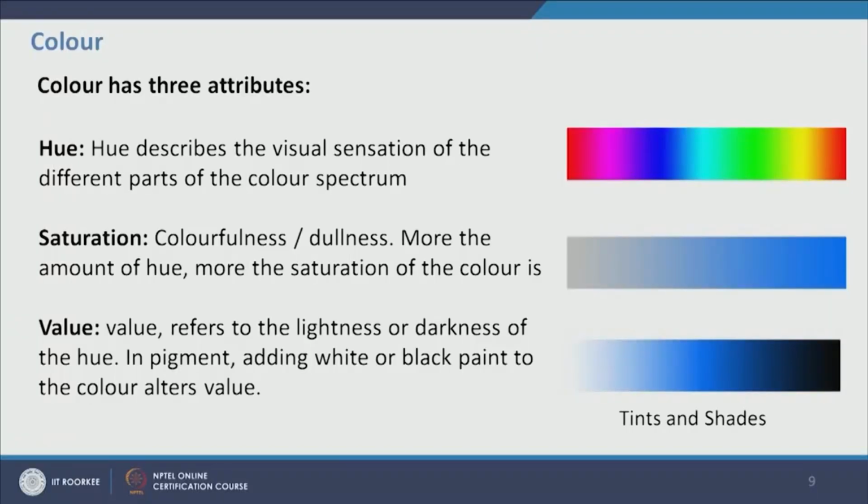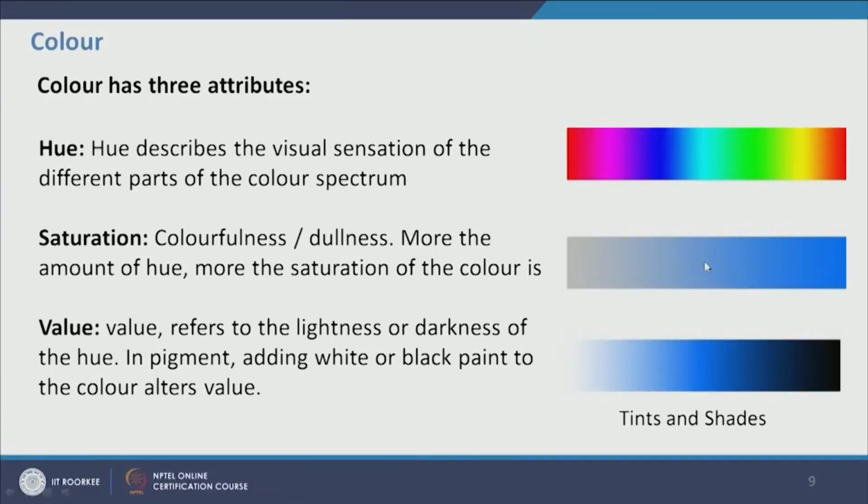And the next element of design is color. So color has three attributes. One is hue, the next is saturation, and another is value. Hue, as it is described, is the visual sensation of different color spectrum. Each and every hue is associated with a different wavelength of light. Examples of hue are purple, red, blue, cyan, green. They are different hues and they are associated with a particular wavelength of light.